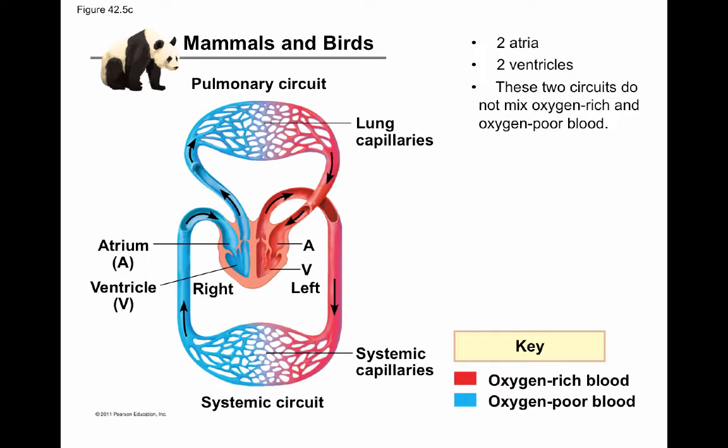You don't have any way to shunt off the lungs, but both these organisms live pretty much on land. Some birds and some mammals go underwater, but not as much as the reptiles do as a whole group. So we go in the right atrium to the right ventricle, get pumped to the lungs, back to the left atrium, left ventricle, pumped to the body, and so forth.